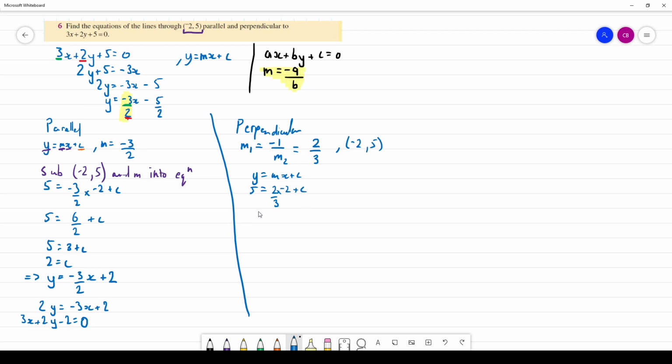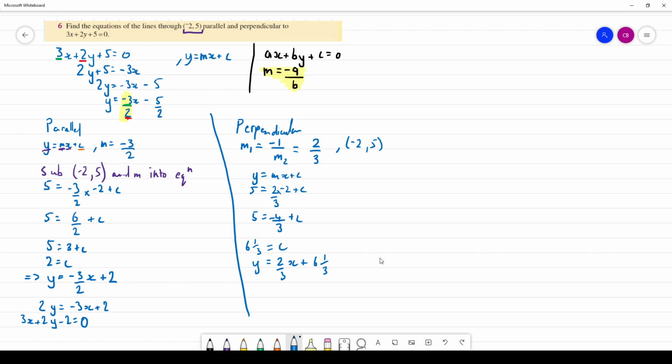We can simplify that little multiplication there. 5 equals negative 4, 2 times negative 2, over 3 plus c. Oh, this is a little bit tricky. Let's add 4/3 to both sides. So that will be 6 and 1/3 equals c. So we can write that now as y equals 2 on 3x plus 6 and 1/3.